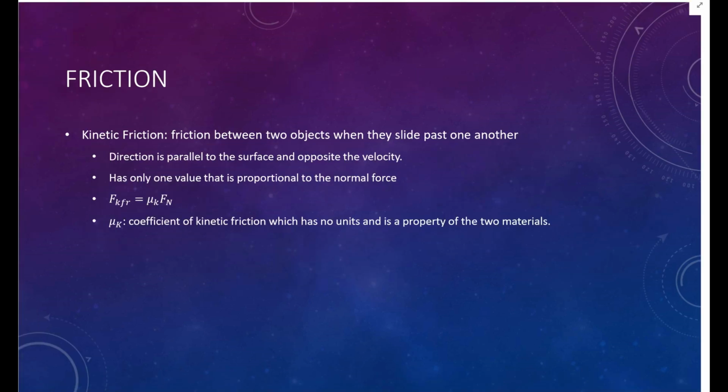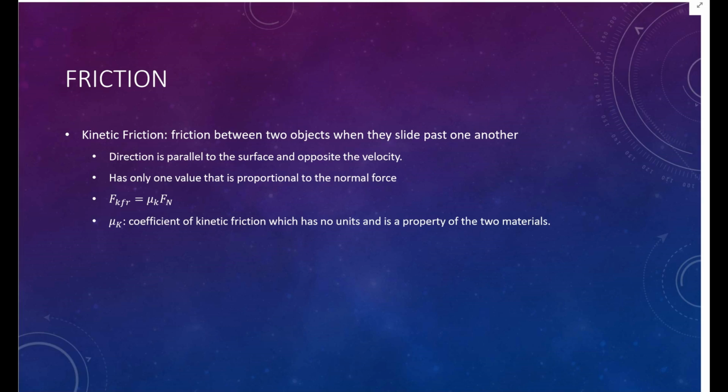Right. And now we're talking about kinetic friction. This is the friction between two objects when they slide past one another. The direction of this friction is, again, always parallel to the surface. Whether you're dealing with static friction or kinetic friction, the friction is always, always, always parallel to the surface. It is also opposite the velocity. We will end up talking about a very, very minor exception to this. It has to do with rolling friction and how cars work.